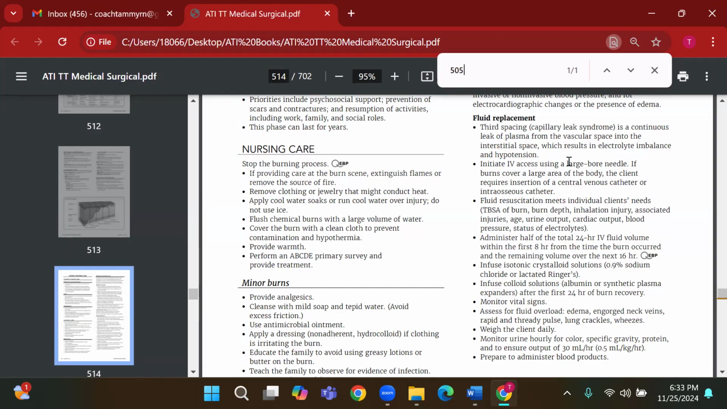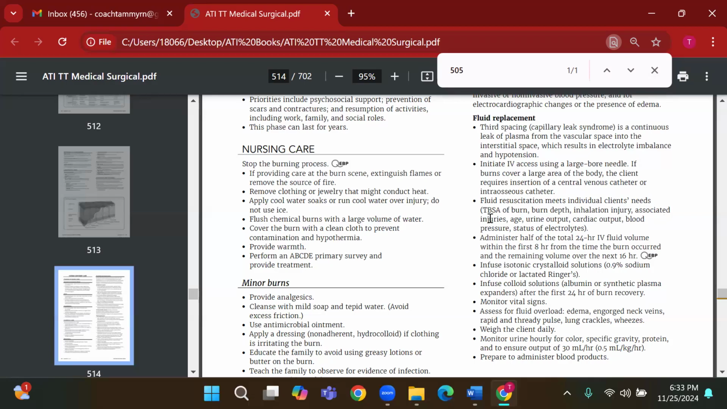But it says initiate IV access using a large bore needle. Oh, sorry. If the burn covers a large area of the body, the client requires insertion of a central line or an interosseous catheter, which is sometimes where they drill into the bone and get fluid right into the bone. When you look here, it says fluid resuscitation meets individual client needs.